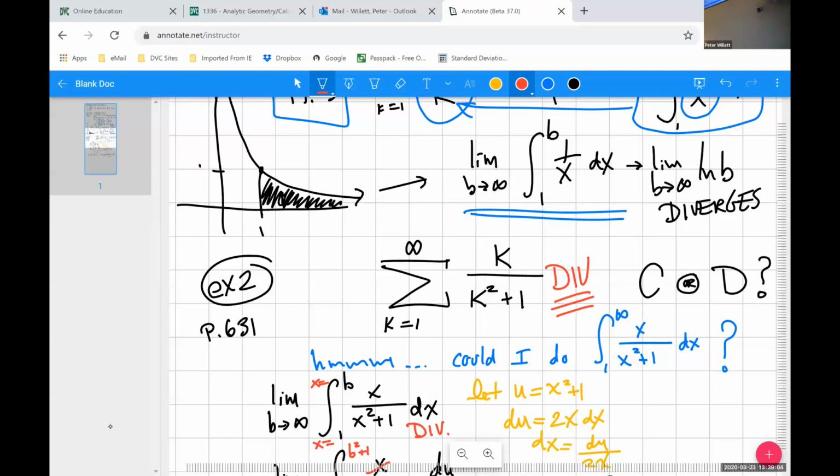Questions, comments, discussion about that example of using the integral test to do a problem?